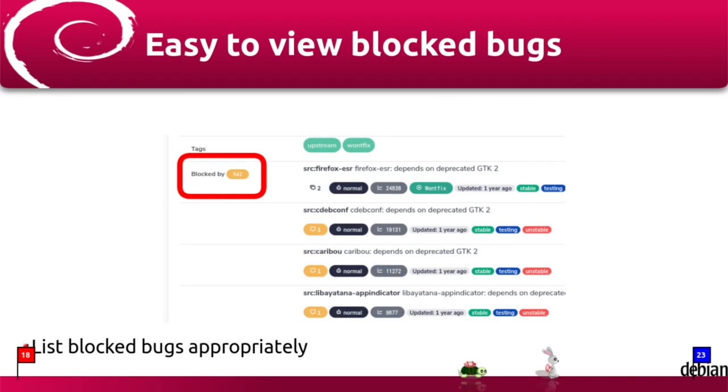The third use case is easy viewing of blocked bugs. In contrast to bugs.debian.org, it shows blocked-by bugs at a glance. If there are plenty of blocked-by bugs, this feature is very useful.